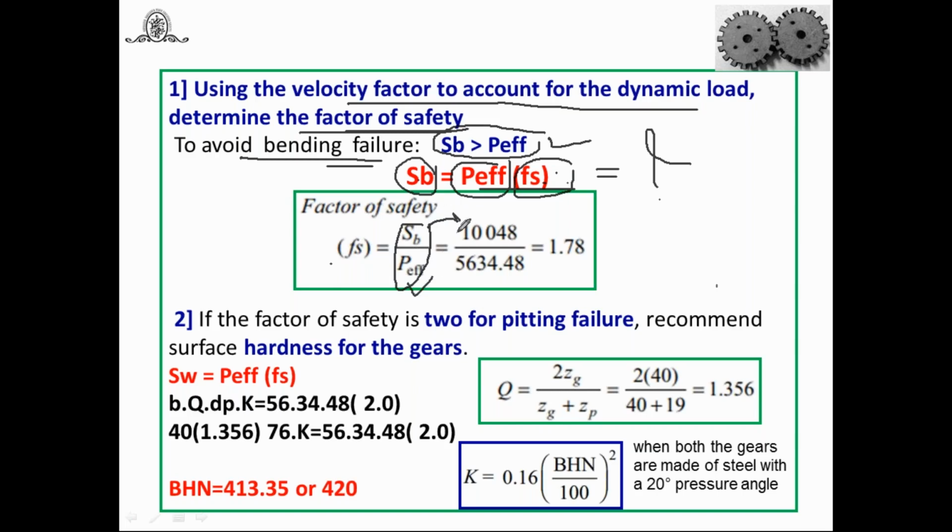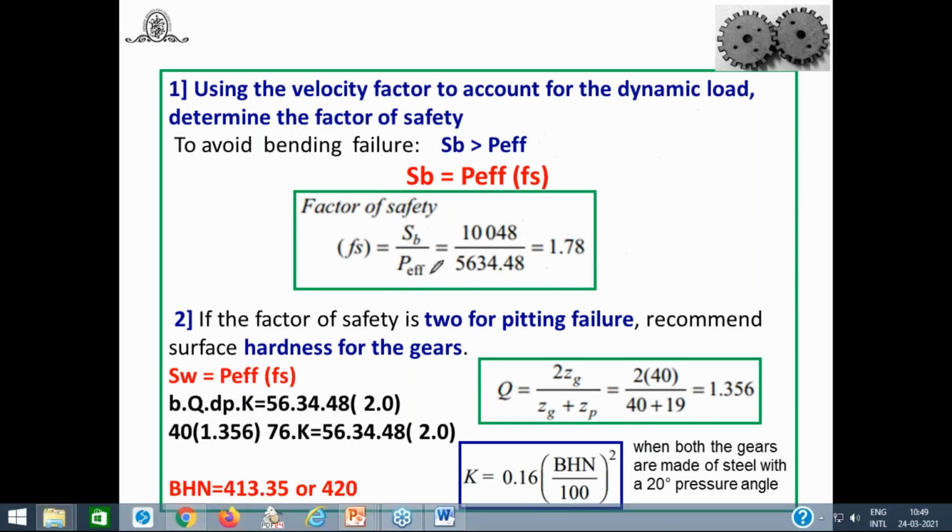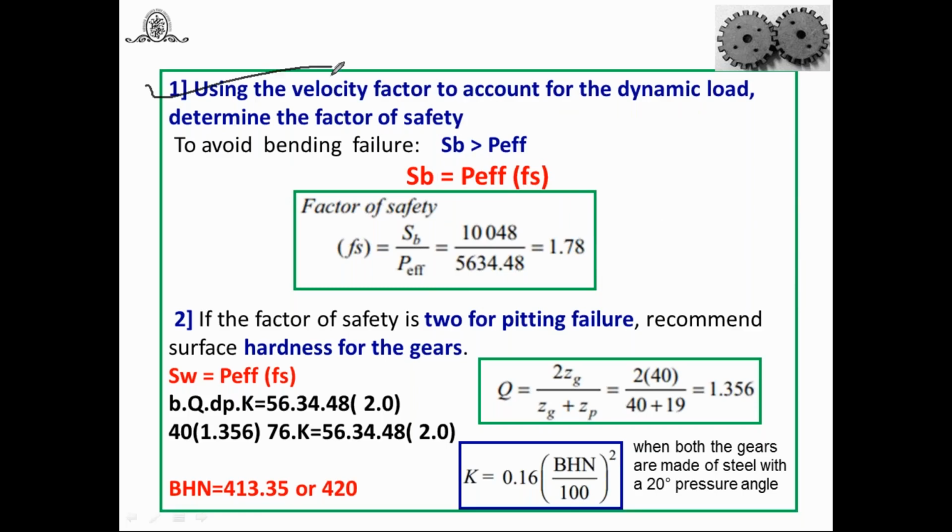SB means the calculated value 10,048. You can substitute P effective, calculated on the earlier slide, 5,634. You will get 1.78. So the first bit, calculating the FOS by using the velocity factor, the FOS is equal to how much? 1.78. Try to understand. This is the first bit. I hope you got this.